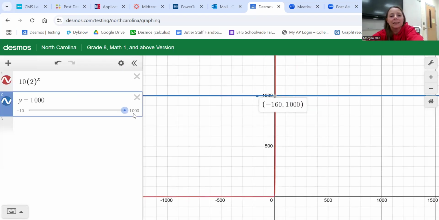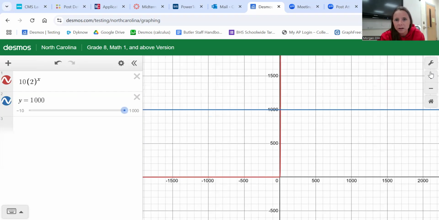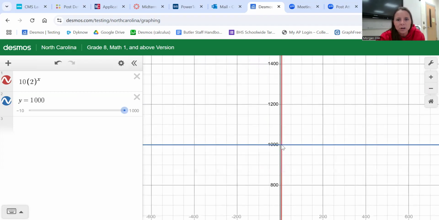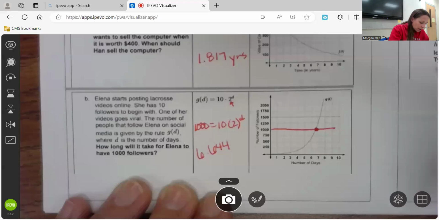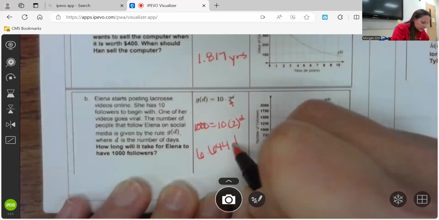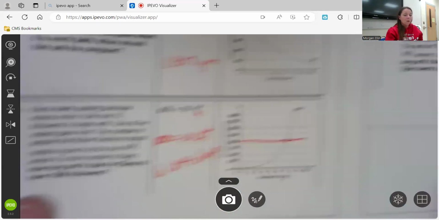Again, like we did last time, we're going to want to zoom in, which I'm having trouble with right there. Whoops, that zoomed out. Right here, just make sure you're not getting the y-intercept, which I'm not. You're getting where the two intersect, and it's 6.644. So how long will it take for Elena to have 1,000 followers? If we go back to the problem, it's in days right here. So it's going to take 6.644 days. And we have one more right here.